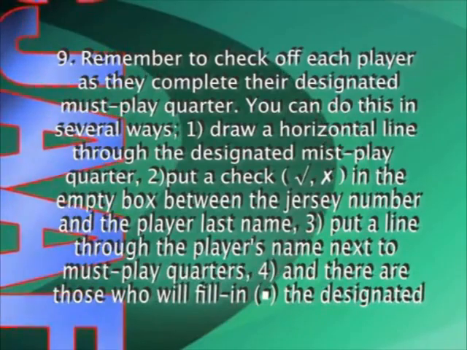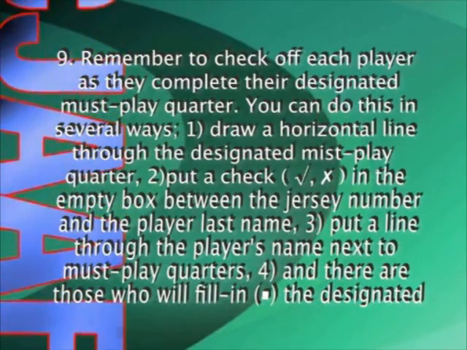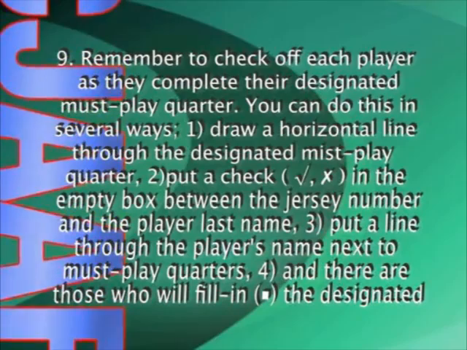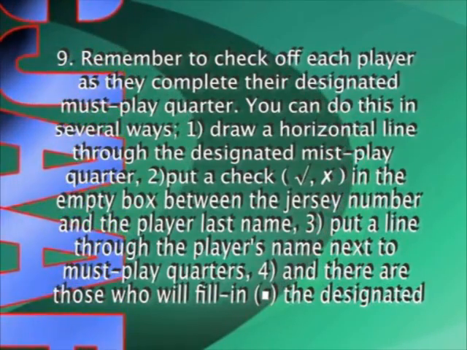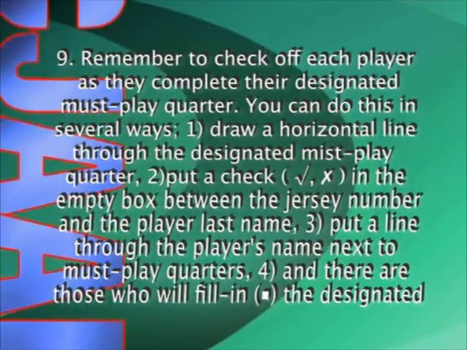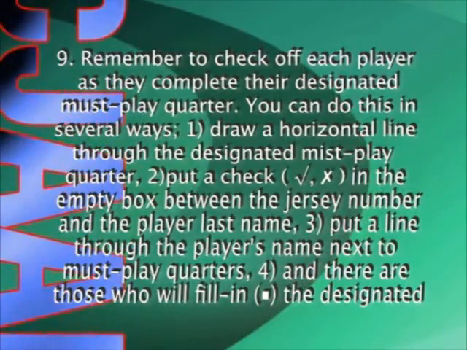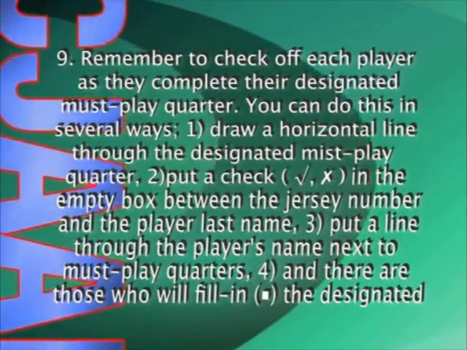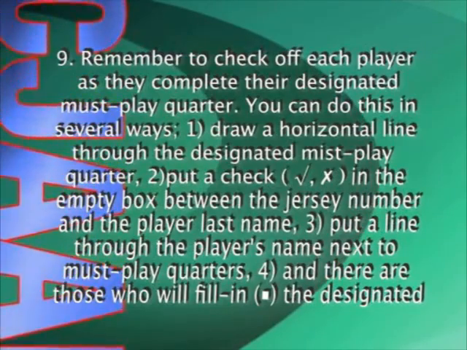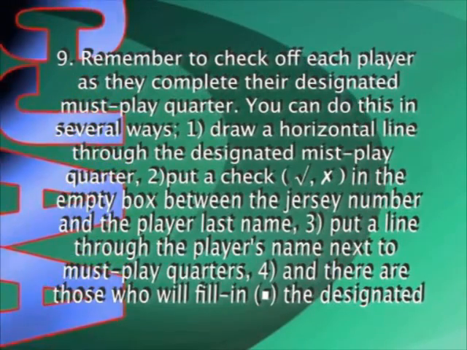quarter. You can do this in several ways. 1. Draw a horizontal line through the designated must-play quarter. 2. Put a check in the empty box between the jersey number and the player last name. 3. Put a line through the player's name next to the must-play quarters. 4. And there are those who fill in the designated must-play quarter box.